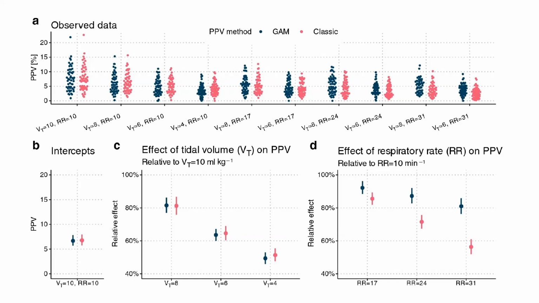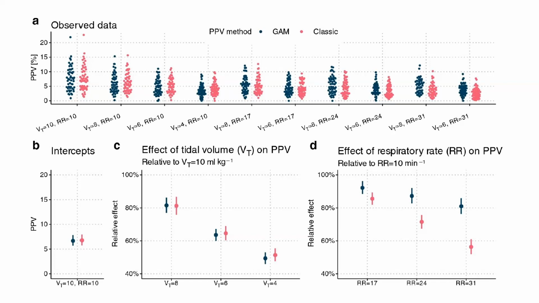And the result was that there was nearly a linear or nearly a proportional effect of changing tidal volume. So when we decreased tidal volume to 8, the PPV, the pulse pressure variation, was 80% of what it was at 10 milliliters per kilo. And when we decreased it to 6, we were down to 60%. And when we decreased it to 4, we were a bit above this proportionality, so we were down to 50%. And this was the same for both the generalized additive model approach and the classic approach.